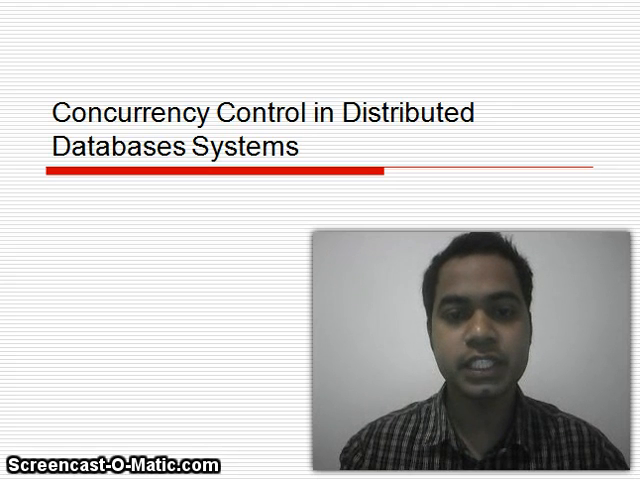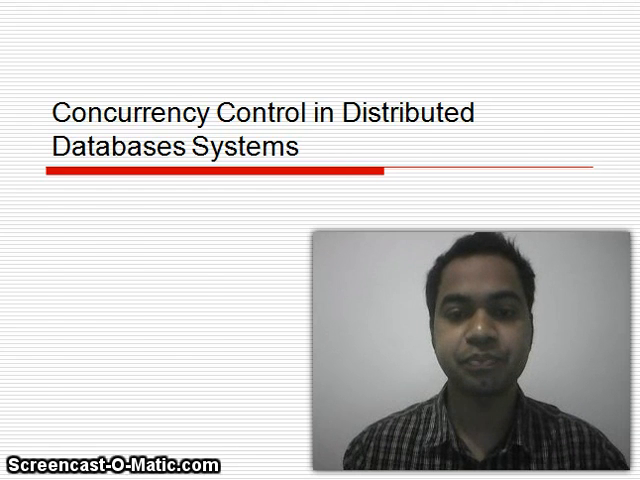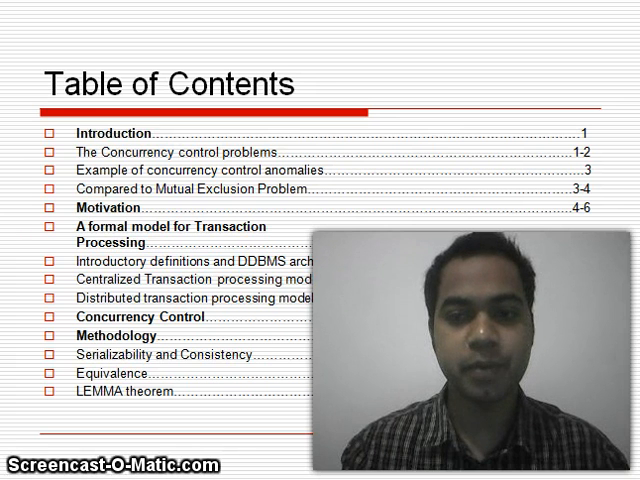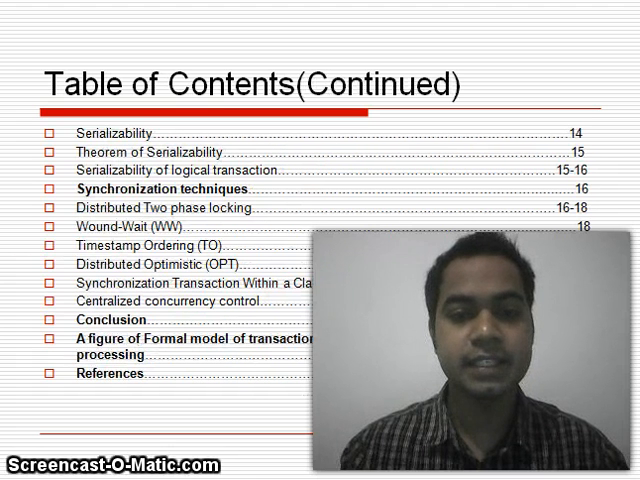The research project is concurrency control in distributed database systems. The table of contents of this research paper: introduction, motivation, concurrency control. In concurrency control, there are two parts. One is methodology, and that is synchronization technique. After that, conclusion and references.